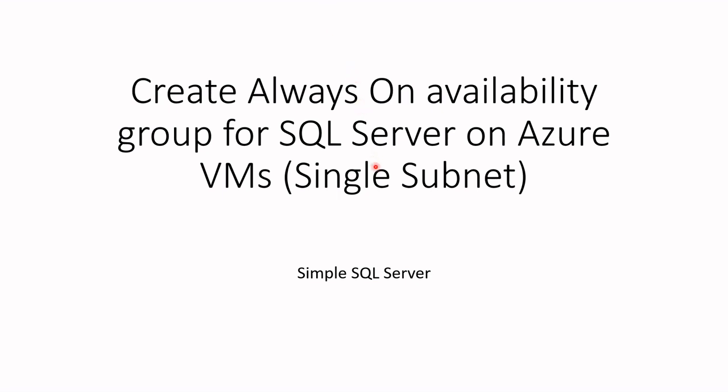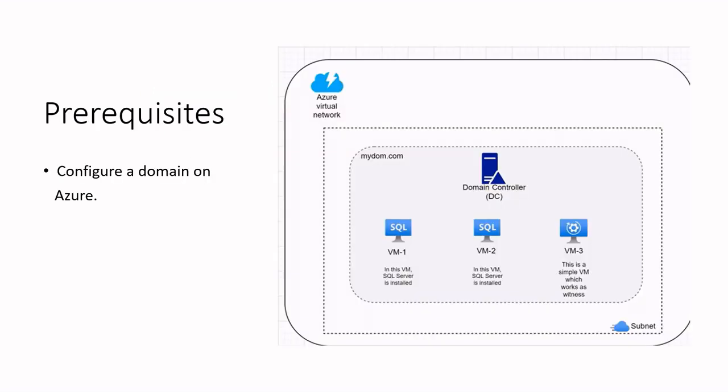In this video, I'm going to share how to create an Always On availability group for SQL Server on Azure VMs. This is a single subnet case where all of your replicas, I mean primary and secondary, are located in a single subnet. Let's get started.